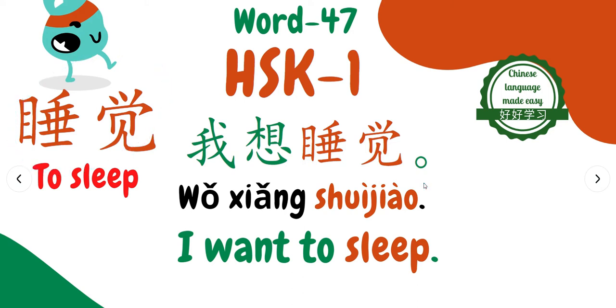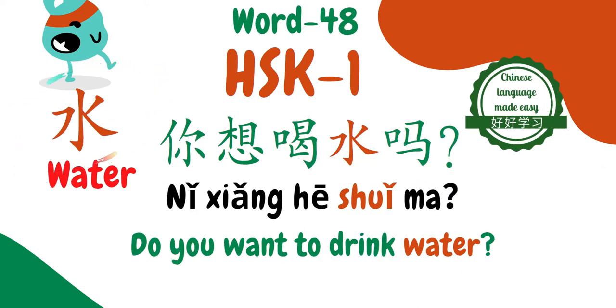The word number 48 is 水. 水 with the third tone means water. So 你想喝水吗？ Okay, do you want to drink water? 你 with the third tone means you. 想 with the third tone means want. 喝 means to drink. 水 means water.